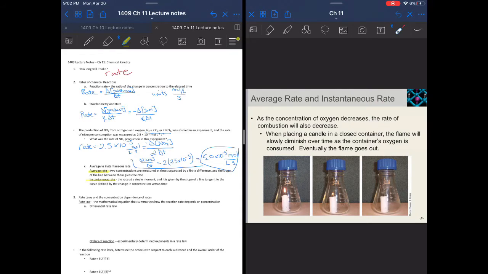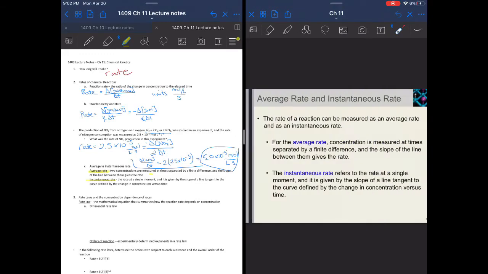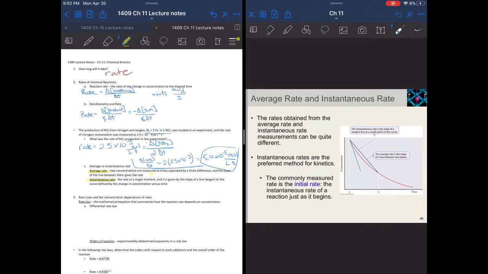Reactions don't always proceed at one continuous rate from start to finish. An average rate would take a look at the two concentrations at different times and calculate the slope. There is actually a picture of that here. So it would be this line here. You would look at T0 versus whatever this time is, and the slope of that blue line would be your average rate.